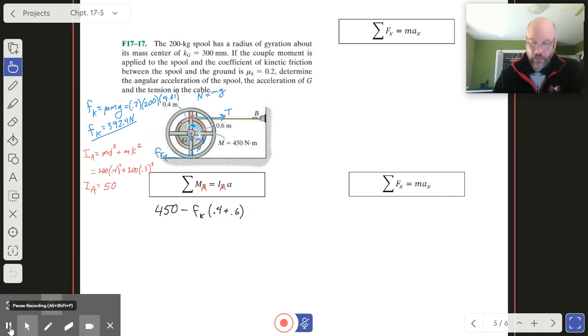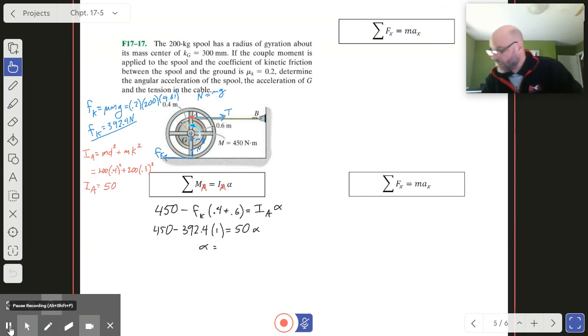So that just turns out to be 1. And that's our IA onto our alpha. Okay, so we got 450 minus 392.4 times 1. And that's equal to my IA, which is 50 onto alpha. And so alpha, then, when you work all that out, turns out to be 1.152. Okay, so far so good.